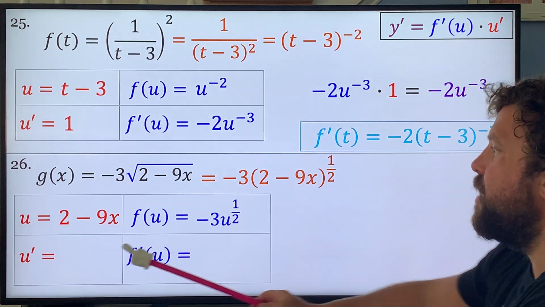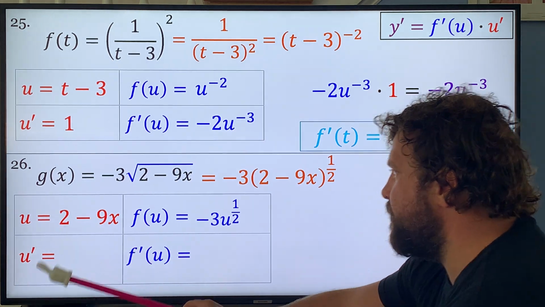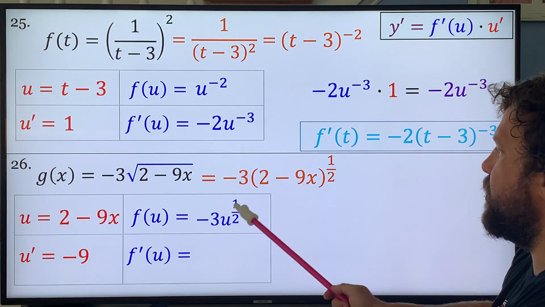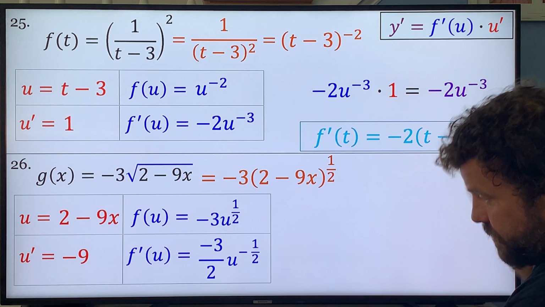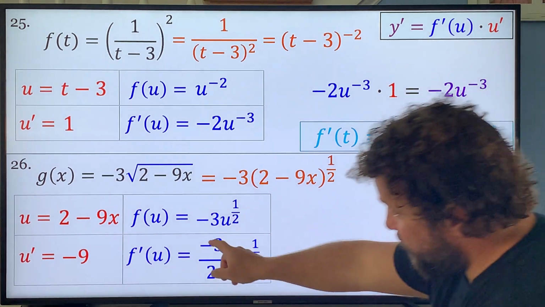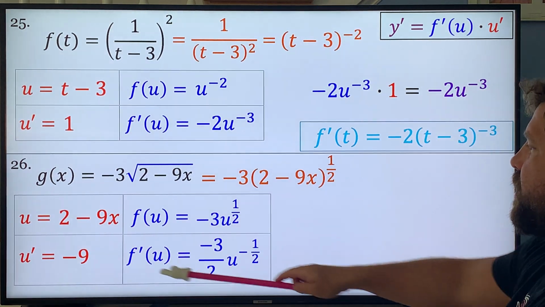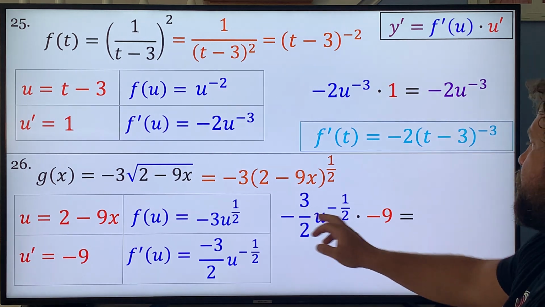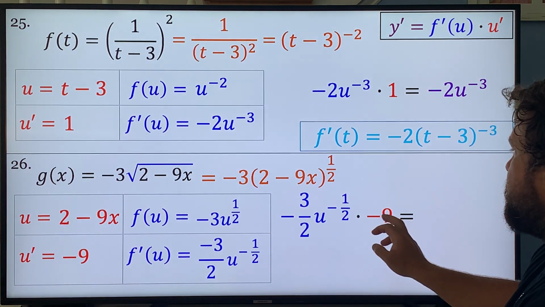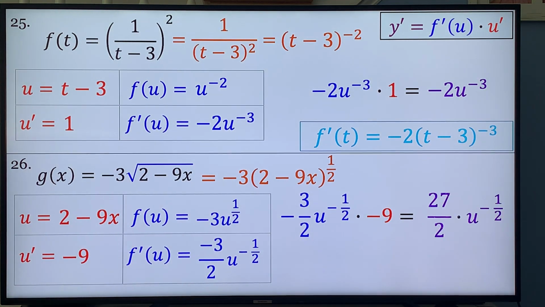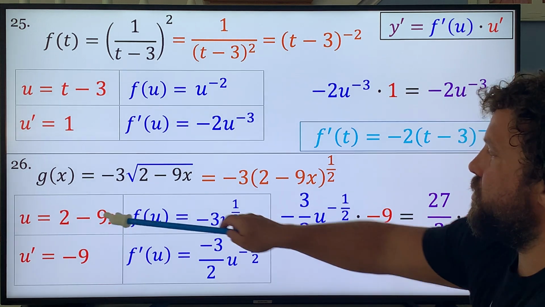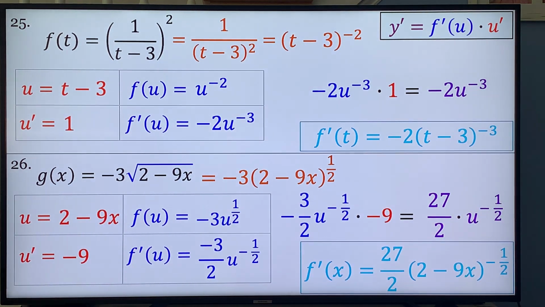See, you were just copying. All right, u prime is negative 9. This is negative 3 over 2 u to the negative 1/2. You can put the negative here, here, here, it doesn't matter. Negative 3/2 times negative 9 is, negative and negative is a positive, 9 times 3 is 27 over 2, u to the negative 1/2. 27 over 2, or 13.5, whatever you prefer. 2 minus 9x to the negative 1/2. Right?